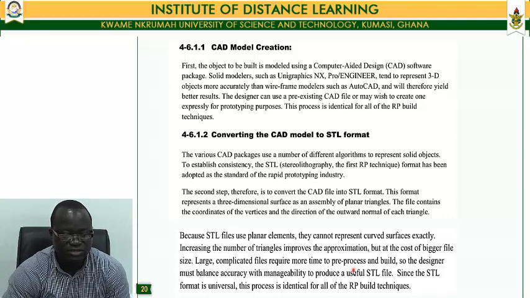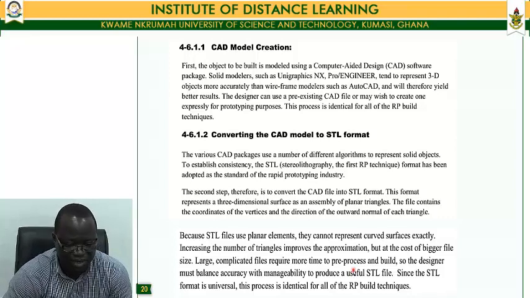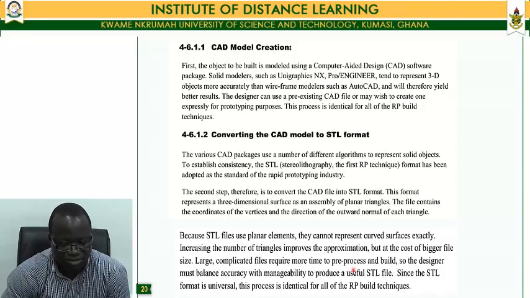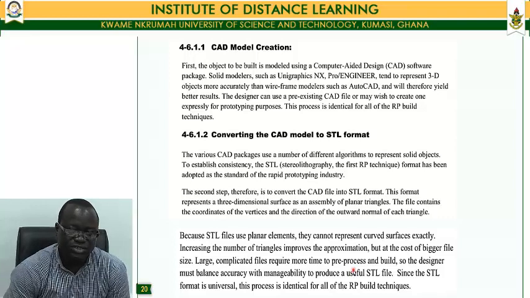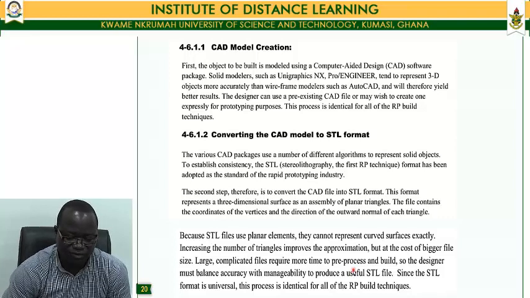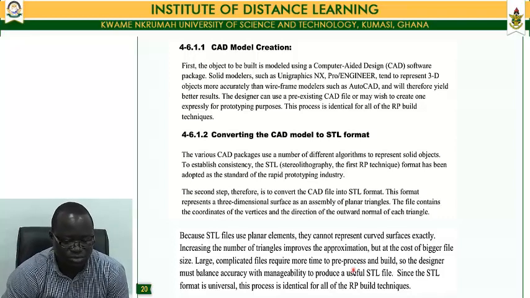Now, the second, which is converting the CAD model to STL format. There are several of these CAD packages that have different algorithms to represent a solid object. But because you want to be consistent, the stereolithography is a file format that has been built into most of the software, called the extension file is STL. So you just simply export the part into the STL format.